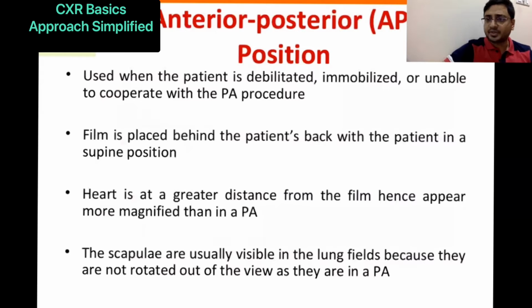Second is your AP view, the anteroposterior view position. It is used when the patient is debilitated or immobilized or in a supine posture and cannot stand. In that scenario, for example most ICU conditions where the patient is admitted in the ICU and cannot be moved, you also take the AP view. So the film is placed behind the patient's back with the patient in a supine posture.